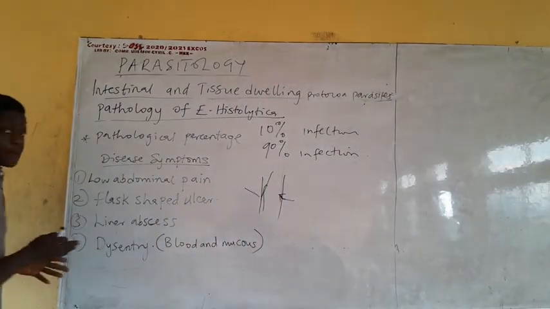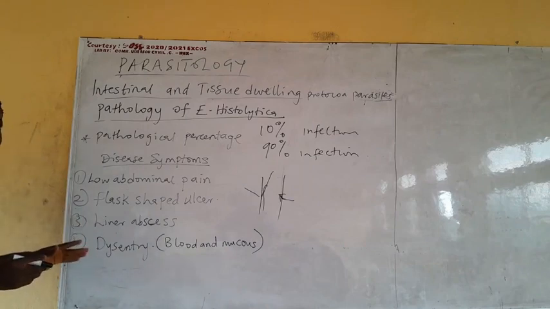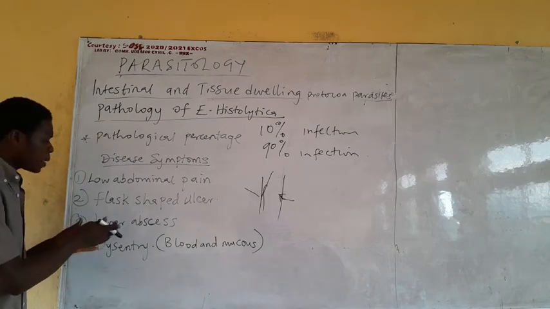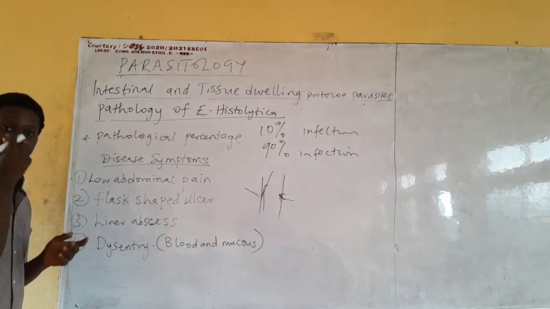The third one is the liver abscess. Liver abscess is also a symptom of Entamoeba histolytica, and one symptom you should know about this liver abscess is that it causes yellowish eyes.